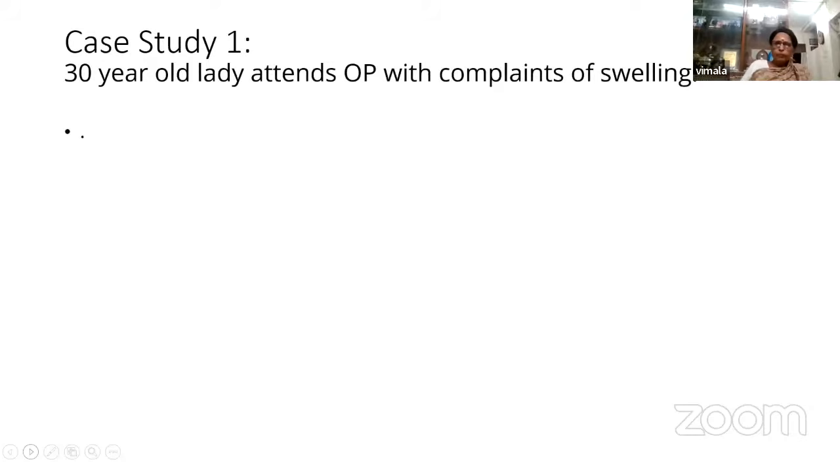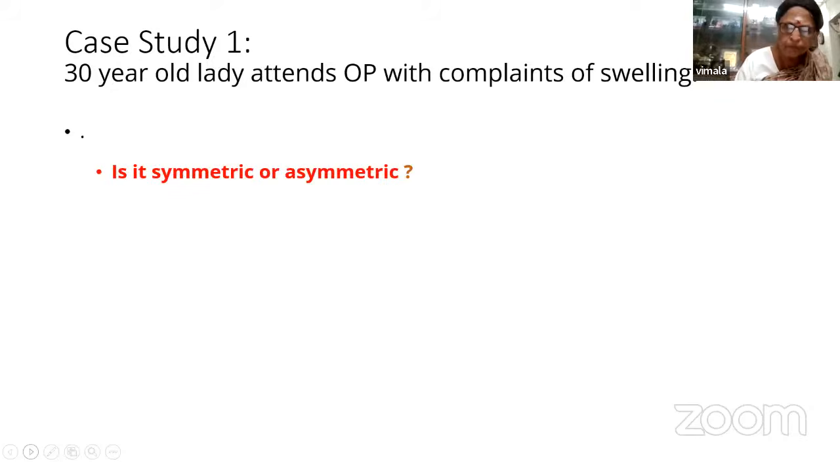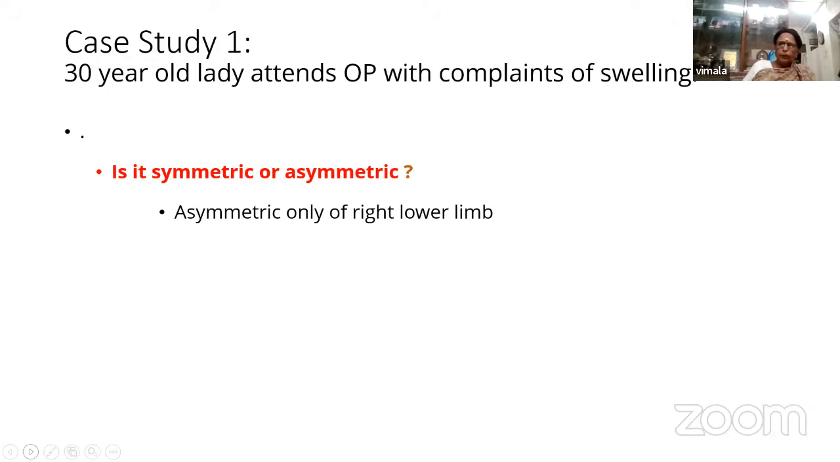Now let us see a few cases and see how we approach the problem. This case scenario is a 30-year-old lady who attends OP for complaints of swelling. So what would be the first question you would like to ask her? Is it a symmetric swelling or asymmetric swelling? She says, I am swollen only of my right lower lip. I don't have swelling anywhere else in the body. That means it is an asymmetric swelling, meaning there is a local cause contributing to edema.